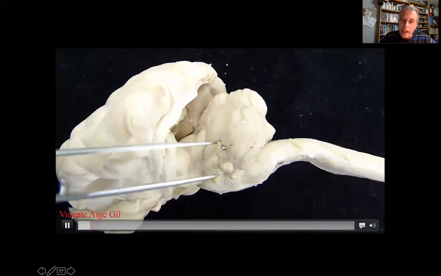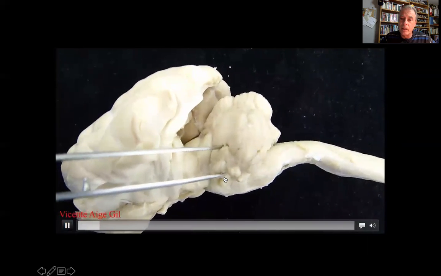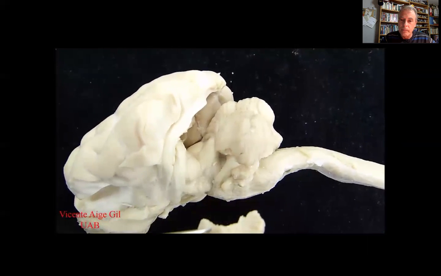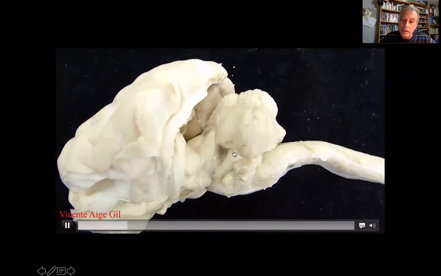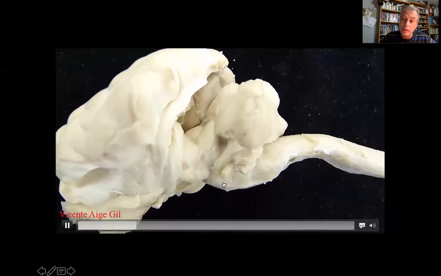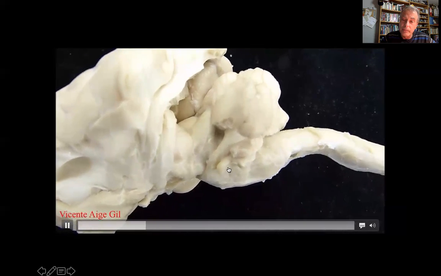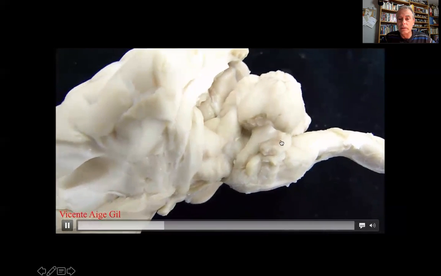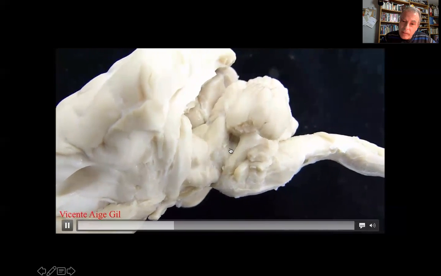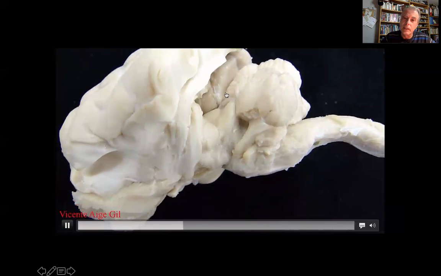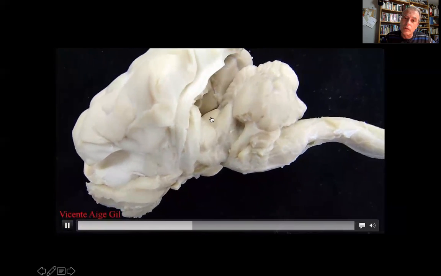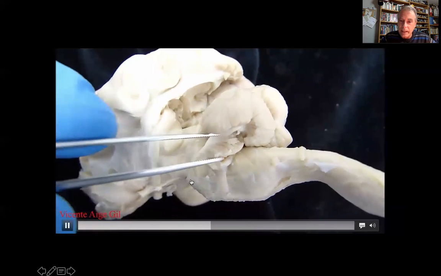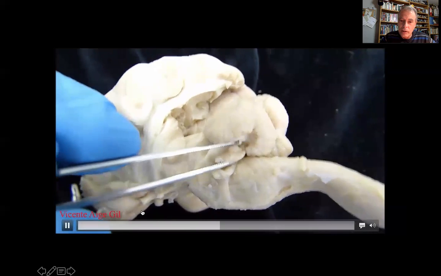So now I am removing the dorsal and ventral paraflocculus. And we identify the brachium pontis, or middle cerebellar peduncle, with the trigeminal nerve here. And here we have the flocculus. Inside we have the rostral cerebellar peduncle, the caudal colliculus, the rostral colliculus, and the medial geniculate body. Again, this is the flocculus.